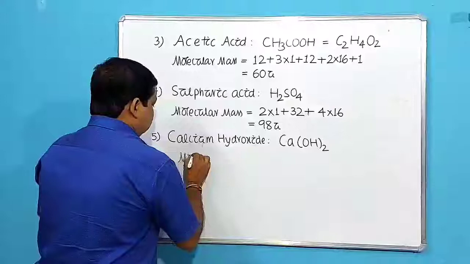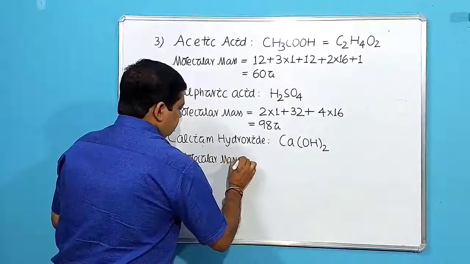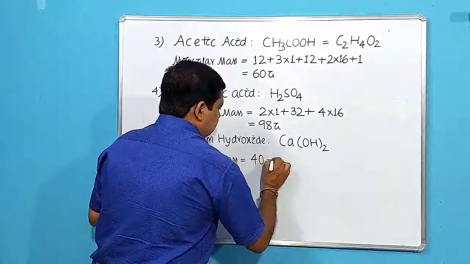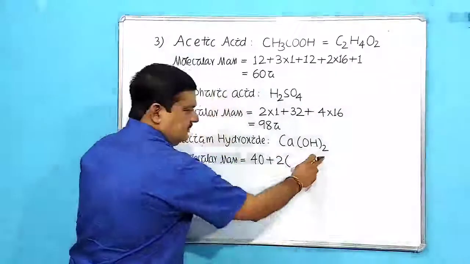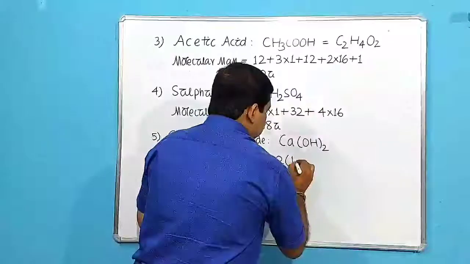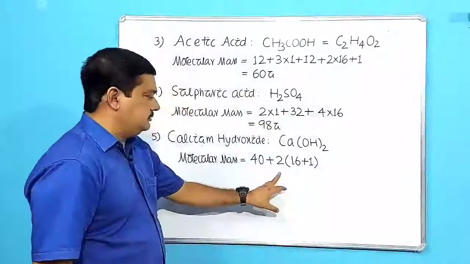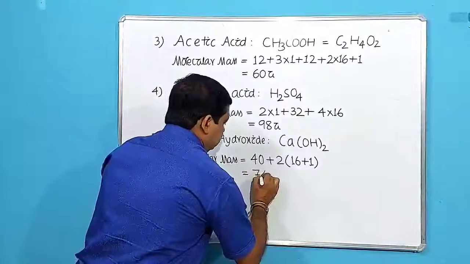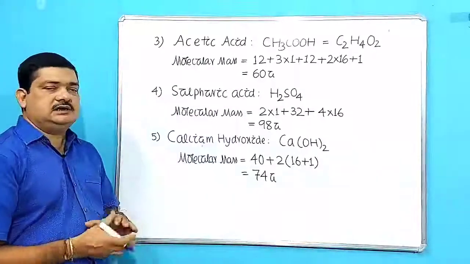So what is the molecular mass? Molecular mass will be calcium 1 atom, so 40, plus, there is a bracket here, so 2 into, so make it a habit, whichever has a bracket, make it 2 whole, so make it 2 into oxygen 1, 16 plus hydrogen 1, 1. So 17 into 2, 34 plus 40. It is 74 U. So this is the molecular mass of calcium hydroxide.